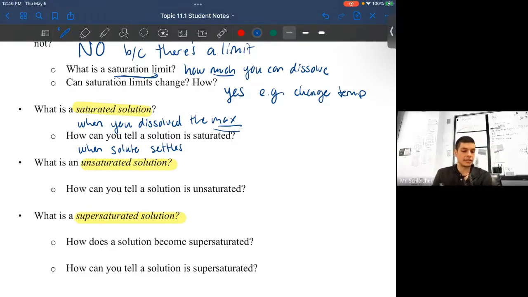What is an unsaturated solution? Well, it just means you have not reached a maximum. Not max solute dissolved. You're allowed to dissolve more.